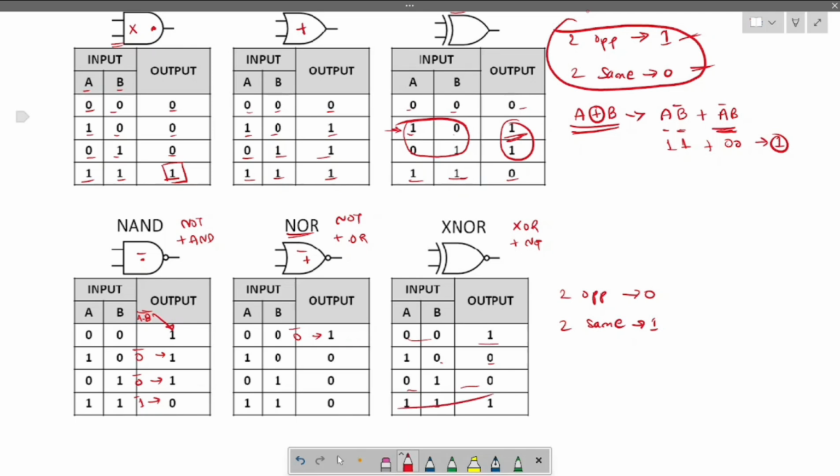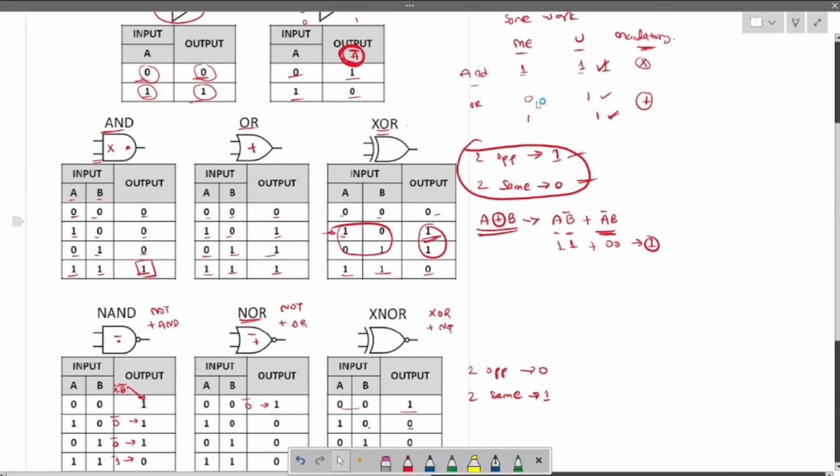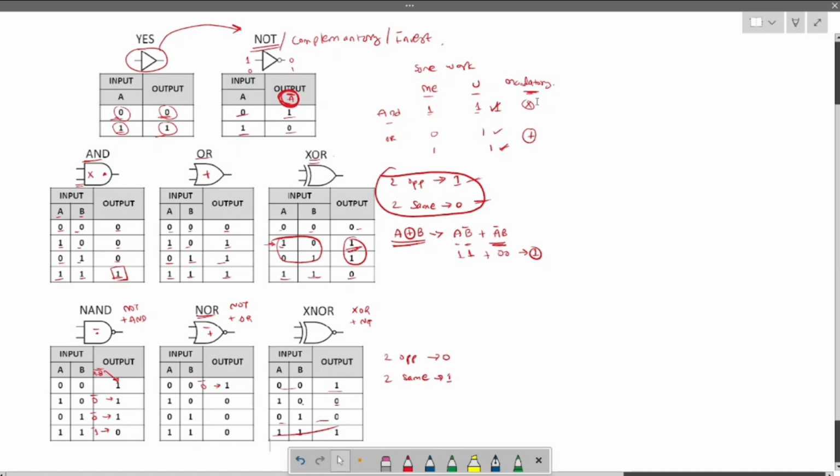So this is all about digital logic gates and truth tables. You need to keep this in your mind, so take a screenshot or note this in your book. I hope you got the idea on this.